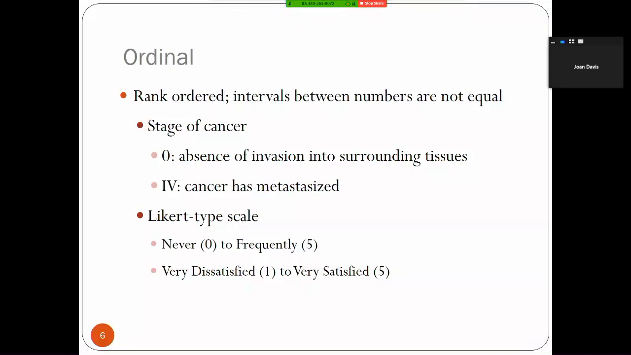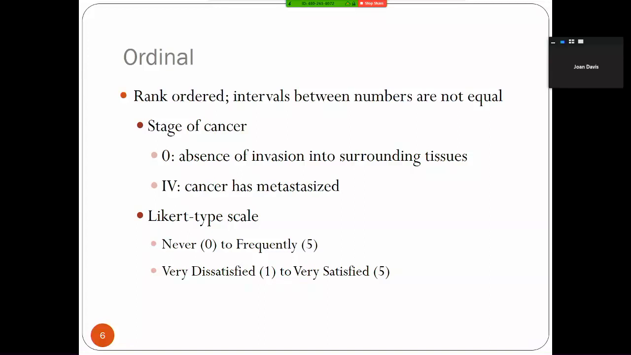Americans tend to interpret things in a linear fashion. So if we're faced with a Likert scale from 0 to 5 or 1 to 7, we interpret that as an equal interval scale. The distance between 3 and 4 is the same as between 6 and 7.